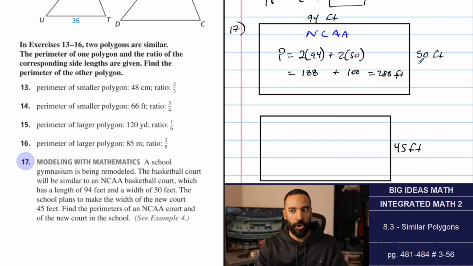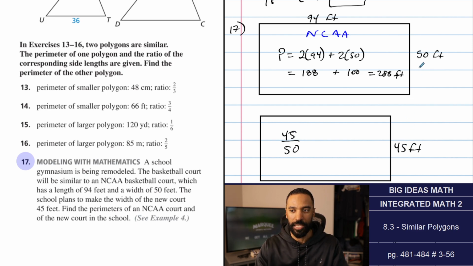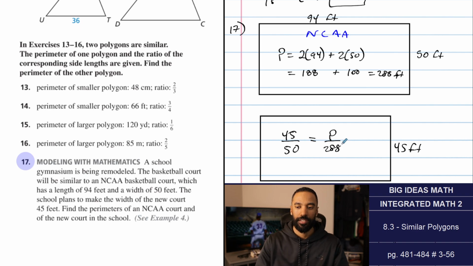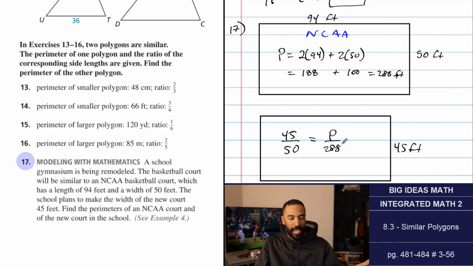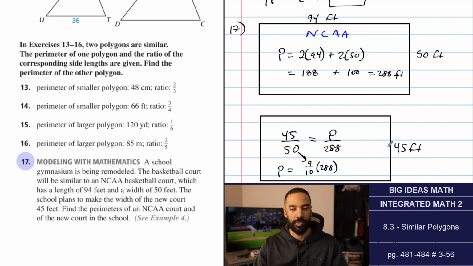50 and 45 correspond. We can come up with the similarity ratio as a reduction here. Whatever 45 over 50 is, this compared to this, is going to be the same as the perimeter of this school court over 288. If I multiply both sides by 288, and by the way, 45/50ths is 9/10, I have to take 9/10 of 288. That's what's happening there.